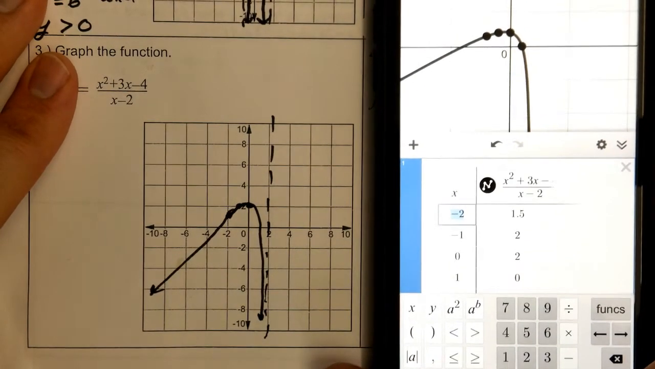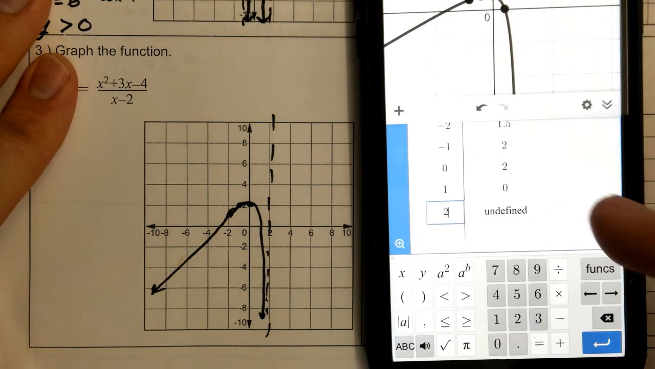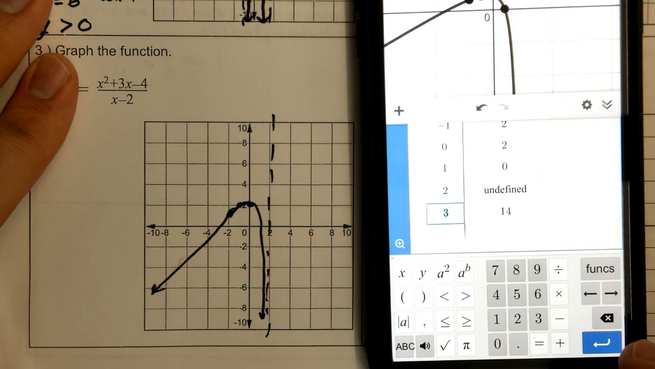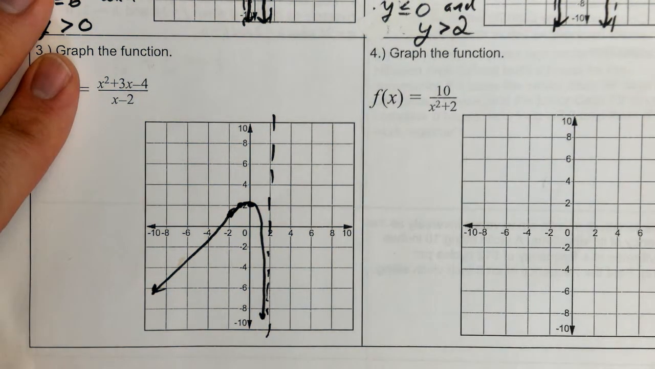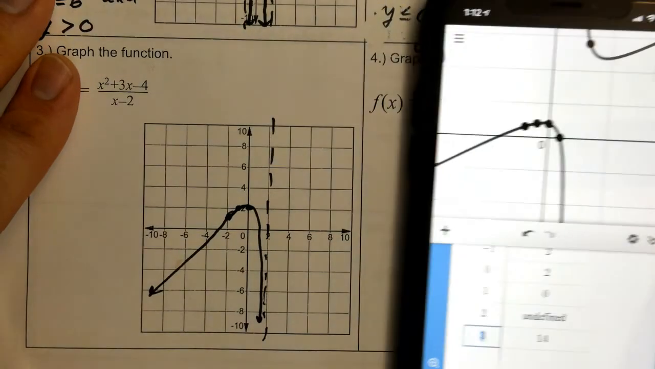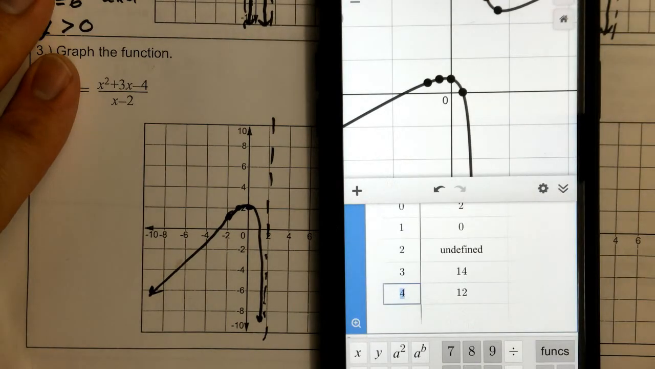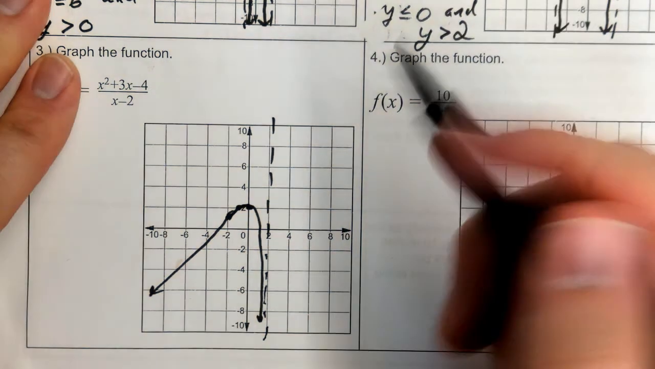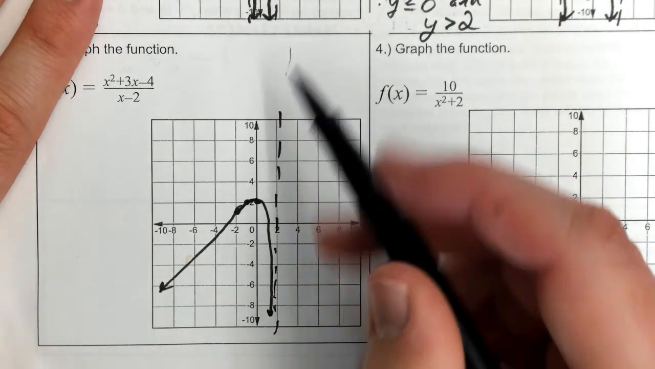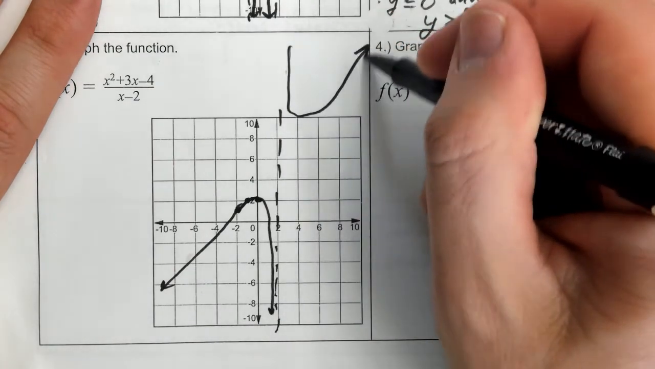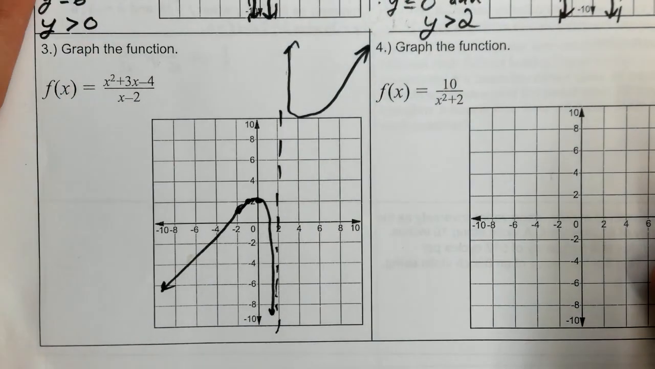All right, and then the other piece, if we just keep moving to the right, we've got 2 is undefined, but 3 is at 14, so 3 is actually off the chart here. So it will come back down, so watch as I add more numbers. So we've got 4, 12, okay, but all of it is sort of off the chart. So this one is sort of weird because it doesn't fit onto the graph, but up here you've got this kind of thing going on. Okay, so there's a sketch of the graph.